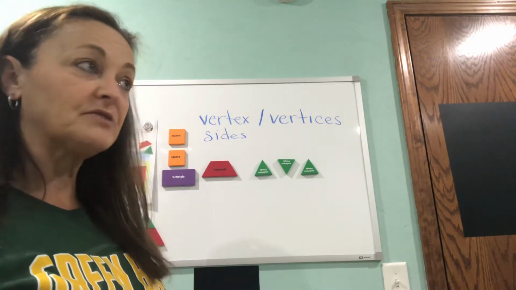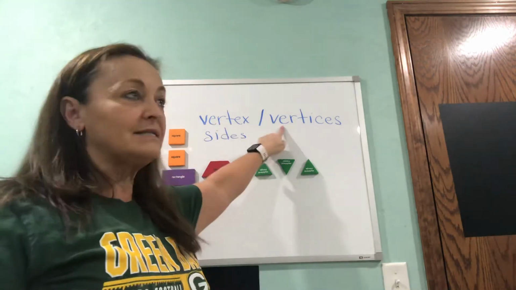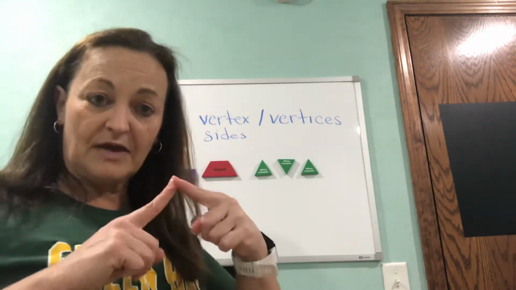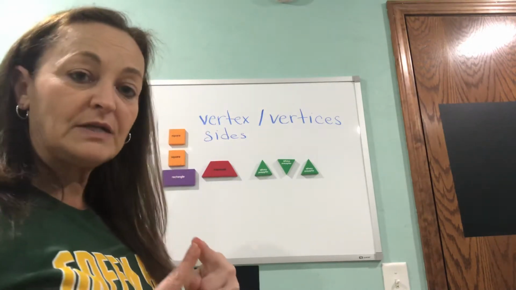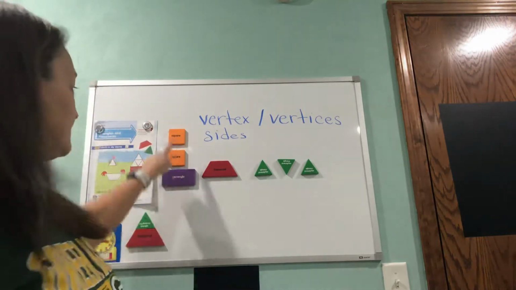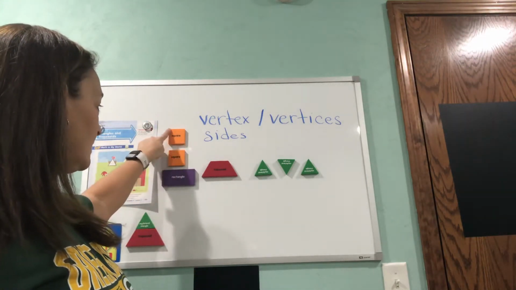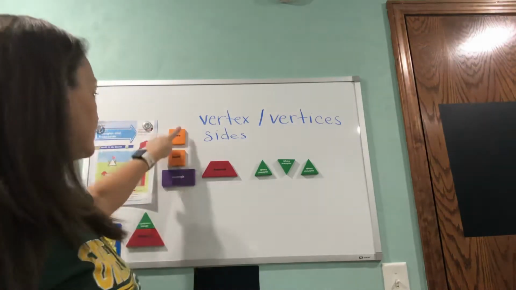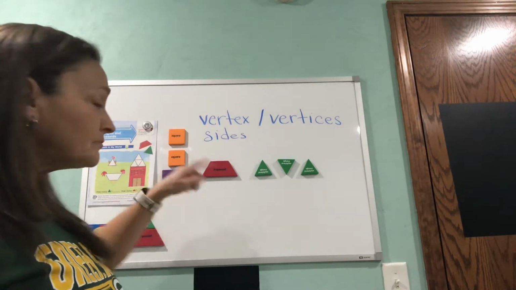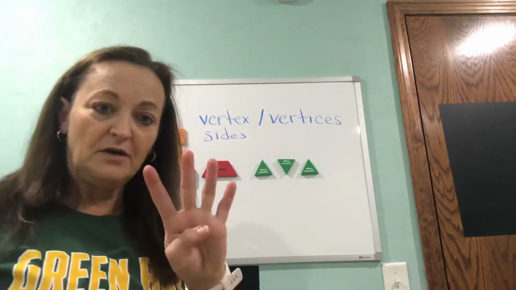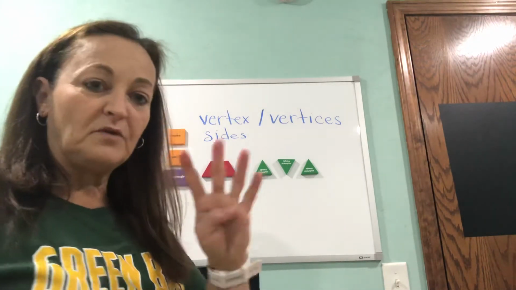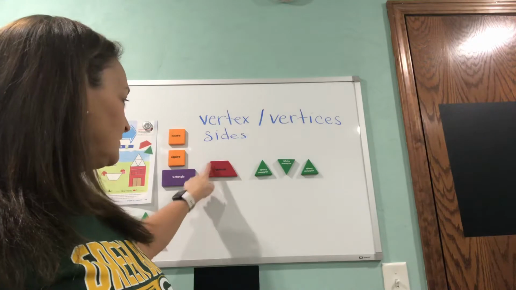So you did learn yesterday about the vertex or vertices, and that's where your two sides, or your long parts, come together. So if you were looking yesterday and doing your math, you noticed in a square and a rectangle, they both have four sides, 1, 2, 3, 4, and they both have four vertices, 1, 2, 3, 4 in your square. Same with your rectangle. Our trapezoid also has four sides, 1, 2, 3, 4, and it also has four vertices, 1, 2, 3, 4.